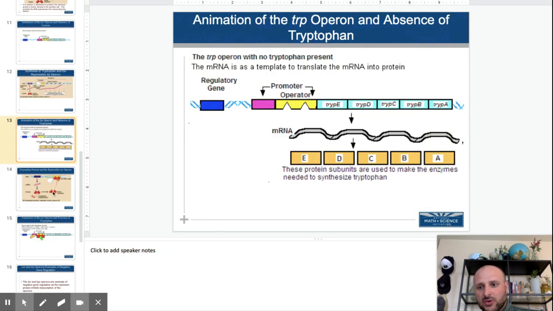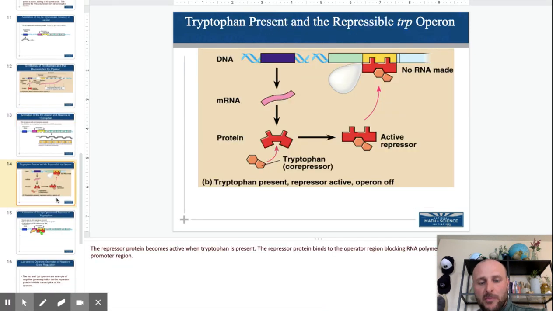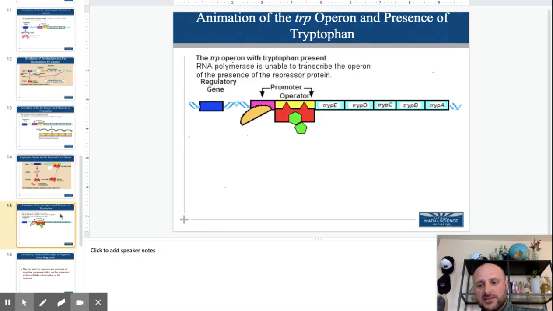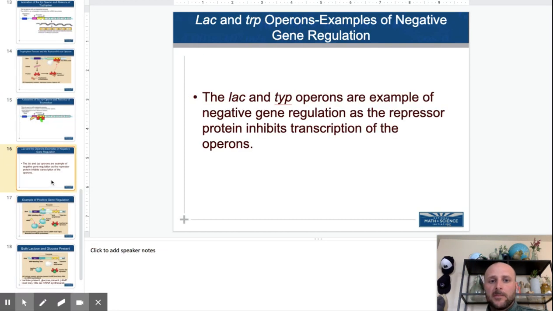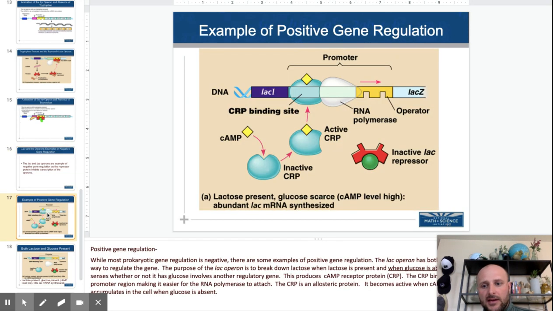And we have the same sort of animations and things that can teach you about how the operon works and the different parts of it here. But both of them are examples of negative gene regulation, as the repressor protein inhibits transcription of the operon. So one way or another, these are negative loops. And negative gene regulation is very common in prokaryotes, but there are some examples of positive ones.